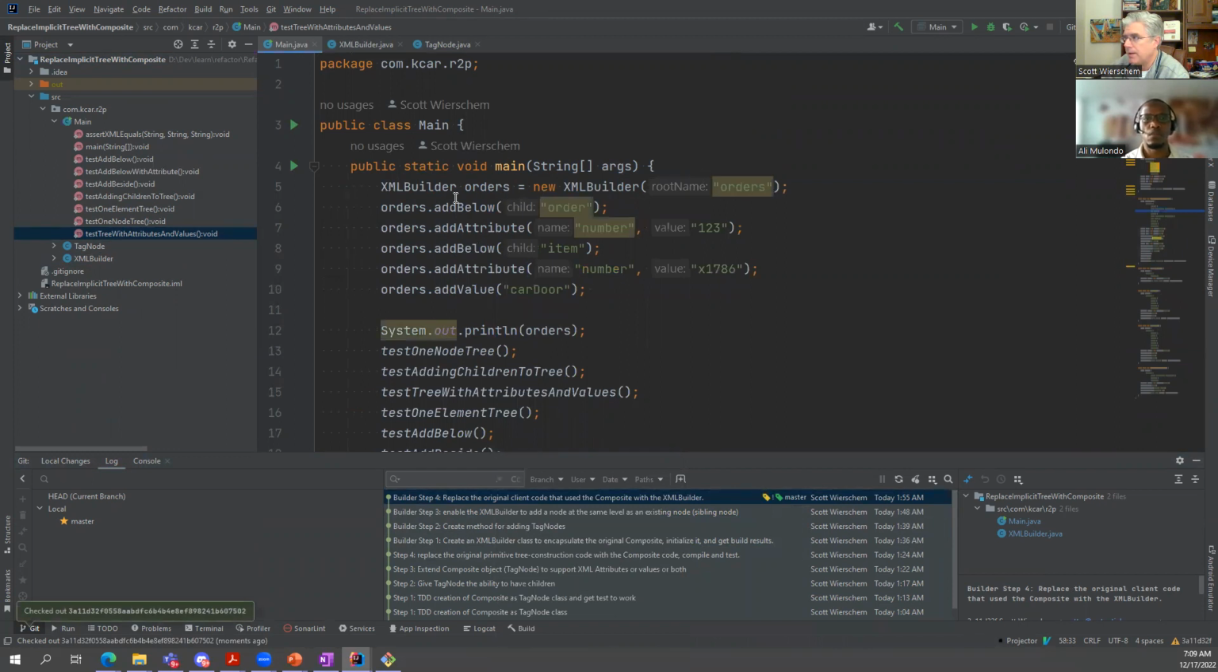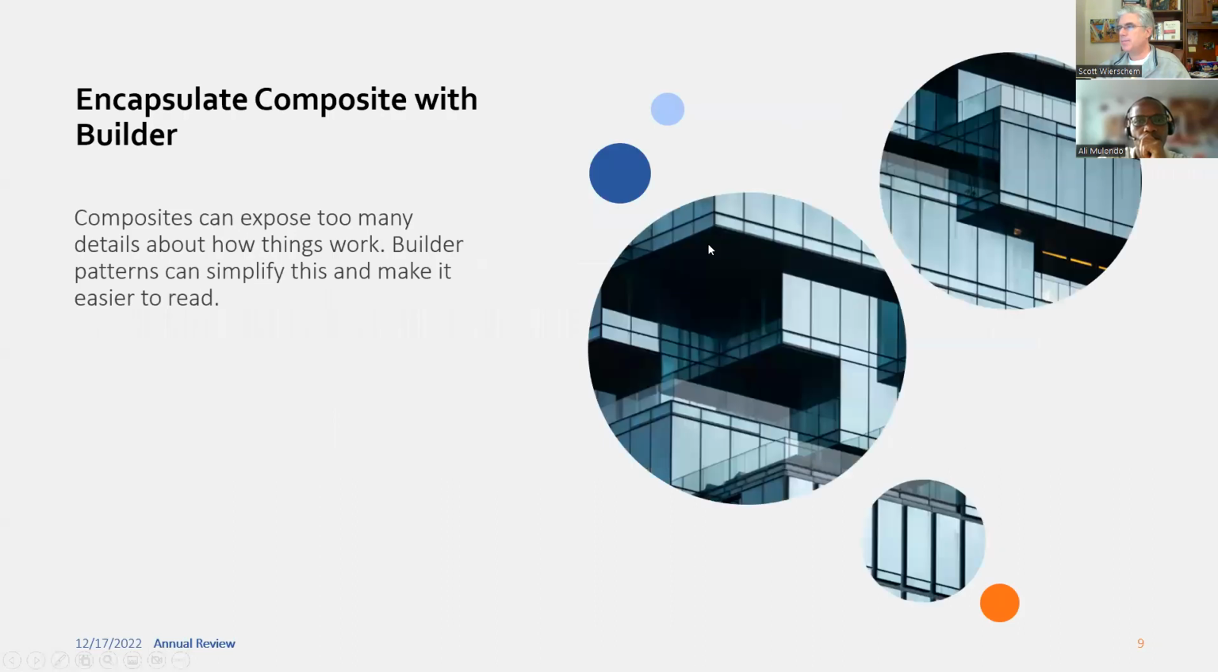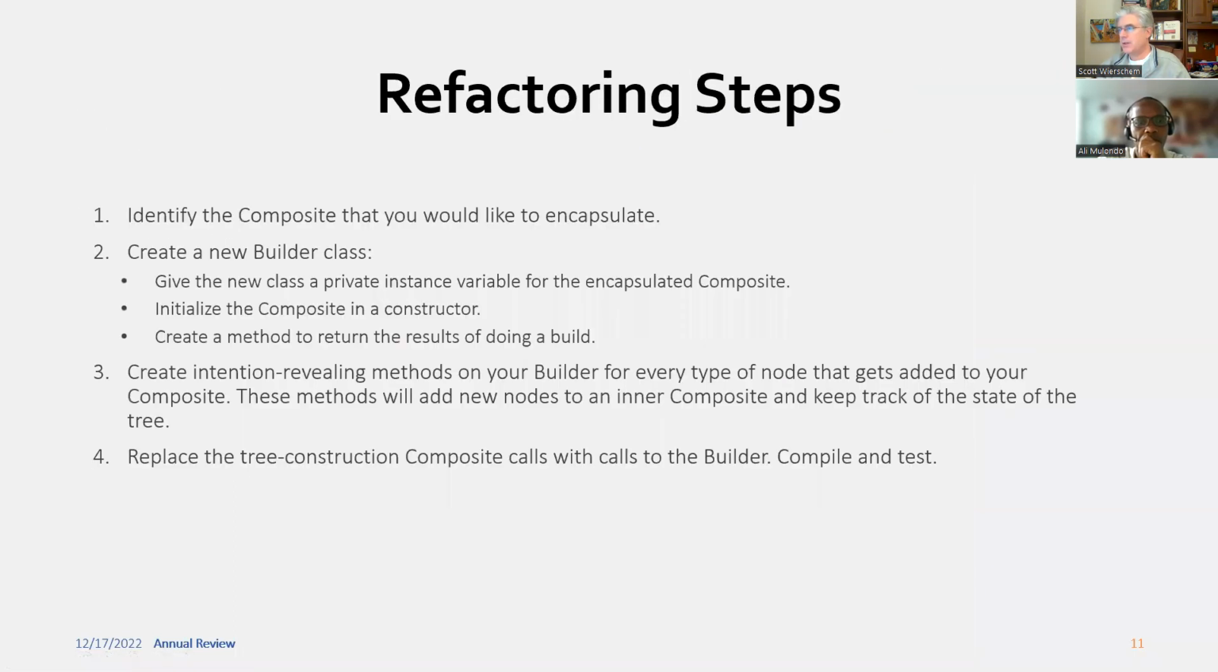And we will replace it with the builder. So you've got orders, add below, you add the attribute to that, then you add the child, add the attribute to that, and the value to that. And that reads a little more easily than the previous thing. So this is what we just did.